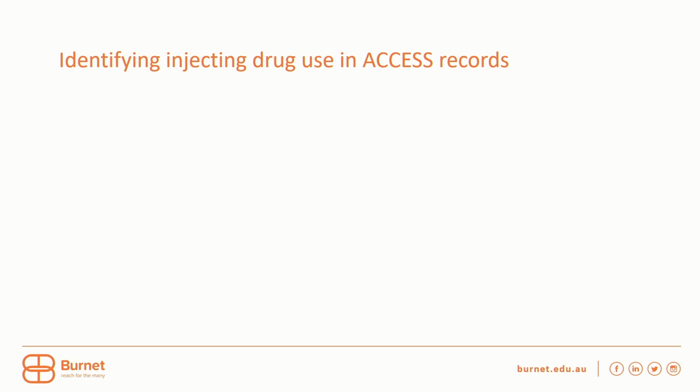In Australia, people who inject drugs are the primary population burdened by hepatitis C and a priority population for elimination of viral hepatitis and HIV. So we need to be able to find indicators of injecting drug use within our data to be able to group people with IDU history for surveillance analysis.